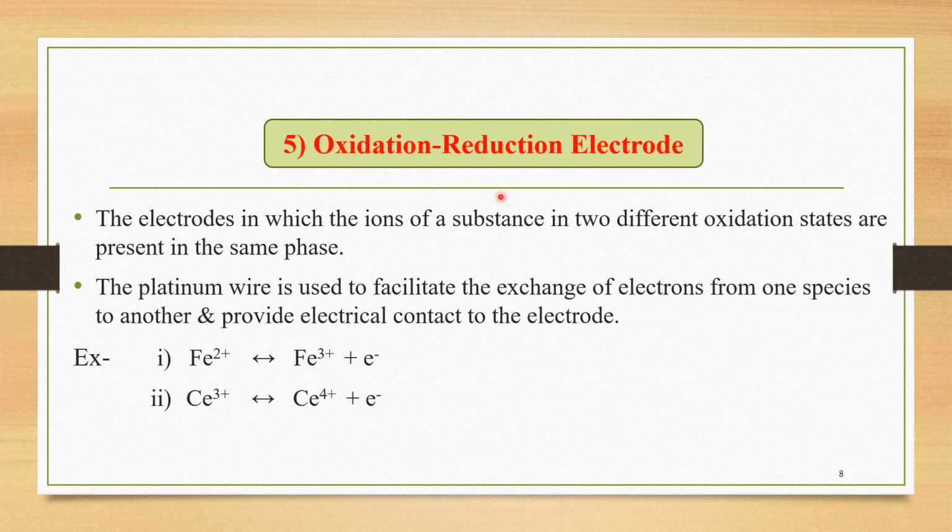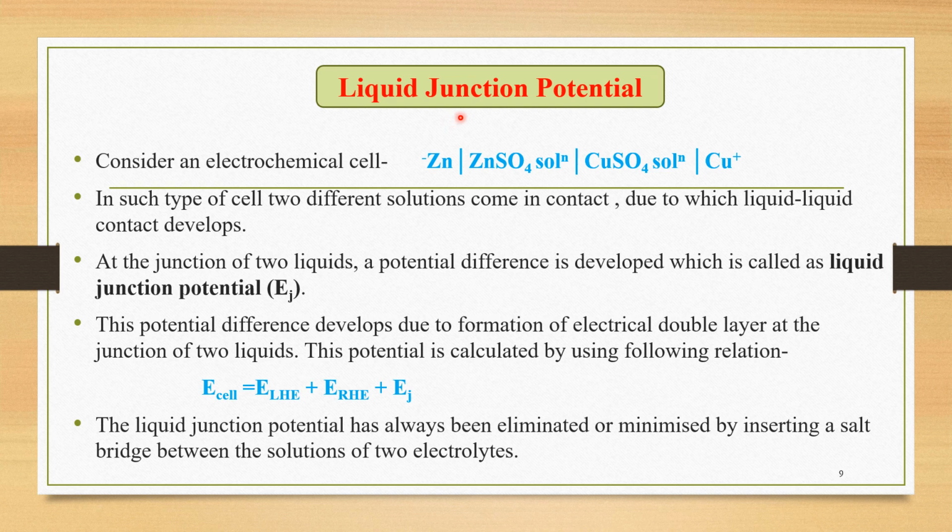So these are the different types of electrodes depending upon the different combinations of a metal with its particular salt solution. After studying these types of electrodes, we are now going to study the next important topic, liquid junction potential. What is the meaning of liquid junction potential, how is it generated, and how to minimize it? Consider an electrochemical cell in which two electrodes are there, zinc and copper: Zn | ZnSO₄ solution | CuSO₄ solution | Cu.